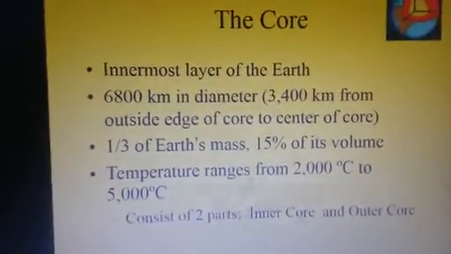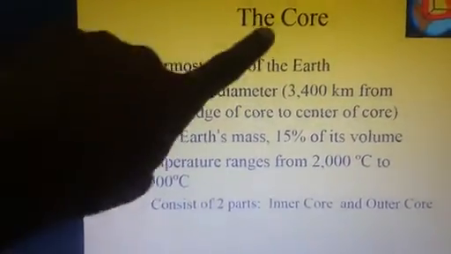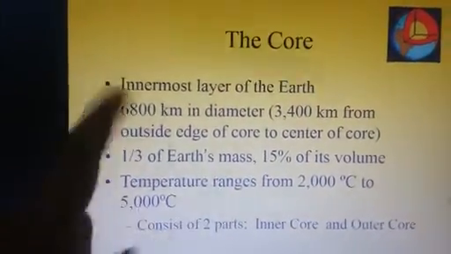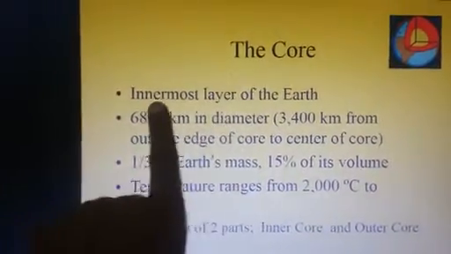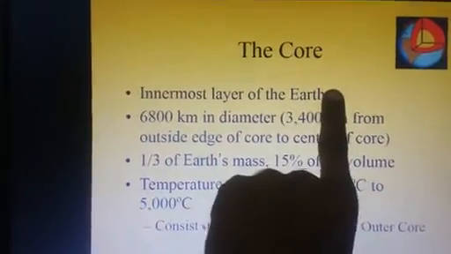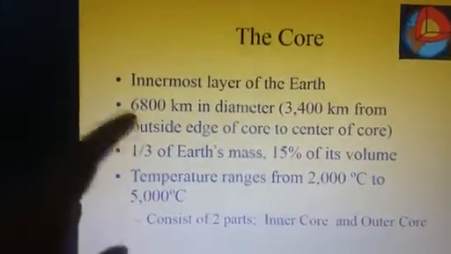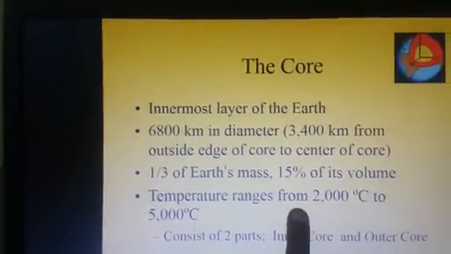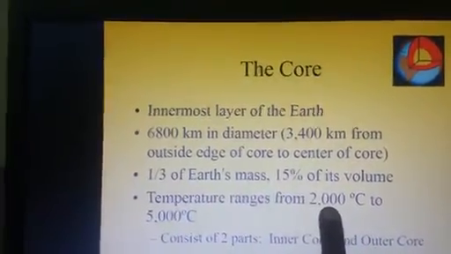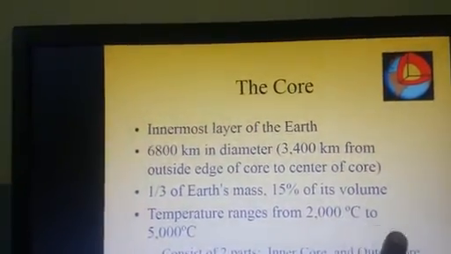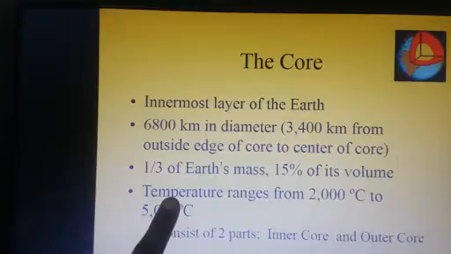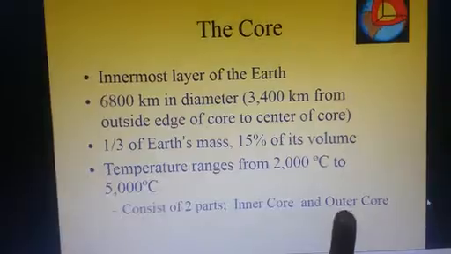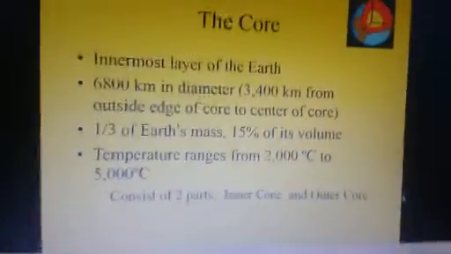Next we will discuss the core. Core is the innermost layer of the earth. This is an important point. The temperature of the core is very high, around 2000 degrees Celsius to 5000 degrees Celsius. The core may be divided into two parts: first one is inner core and second one is outer core. So this is important.